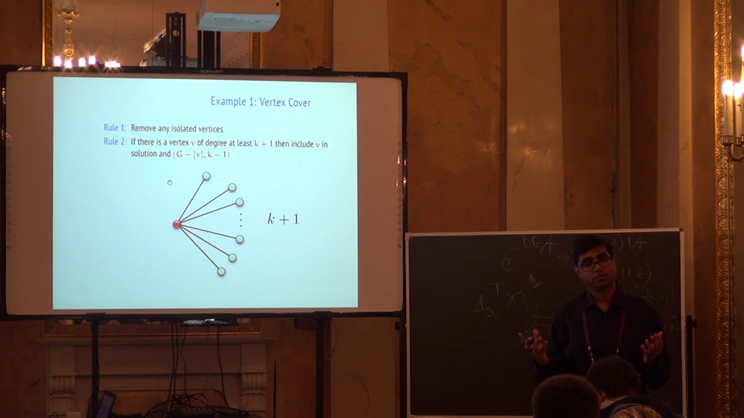Exactly. But how many of them are there? At least k plus 1. But what were you looking for? A vertex cover of size at most k. So if you decide not to pick this vertex into your solution, there is no way you can get a vertex cover of size at most k. So what is our reduction rule?